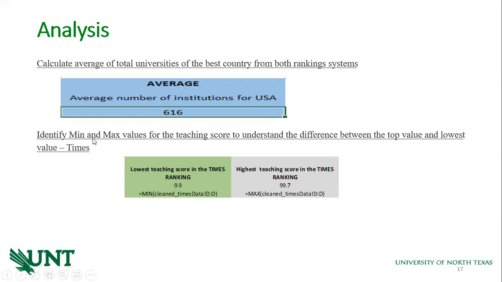After that, I identified the min and max values for the teaching score, to understand the difference between the top value and the lowest value. This attribute we have in the Times ranking system, but not in the CWUR ranking system. If we look at the values here, the lowest value is 9.9, which means even a university with a teaching score of 9.9 can get a rank in the Times ranking system. And the highest value is 99.7.